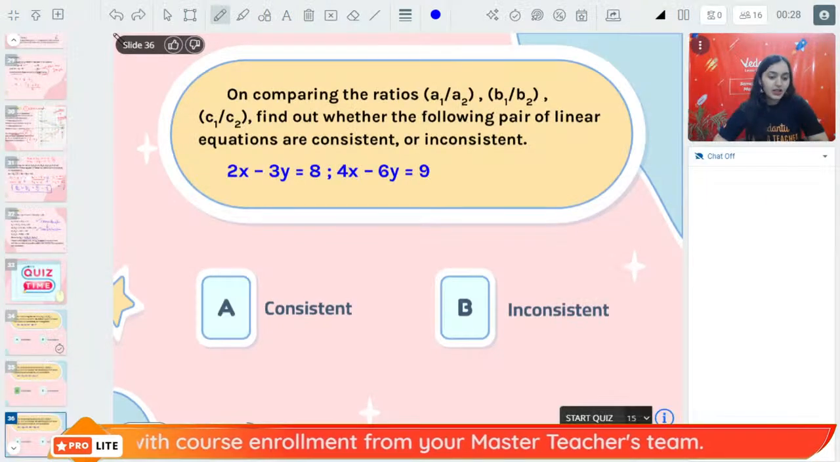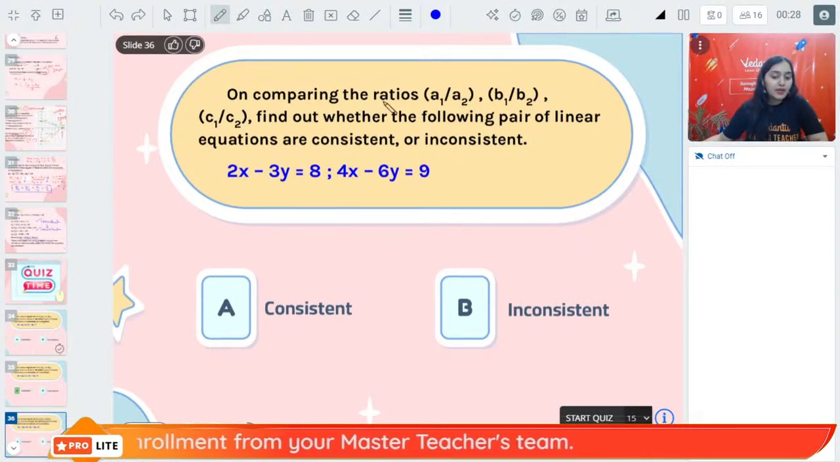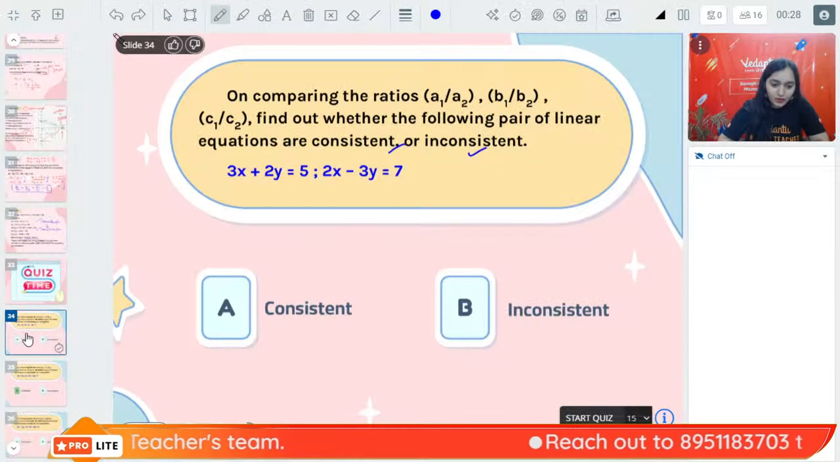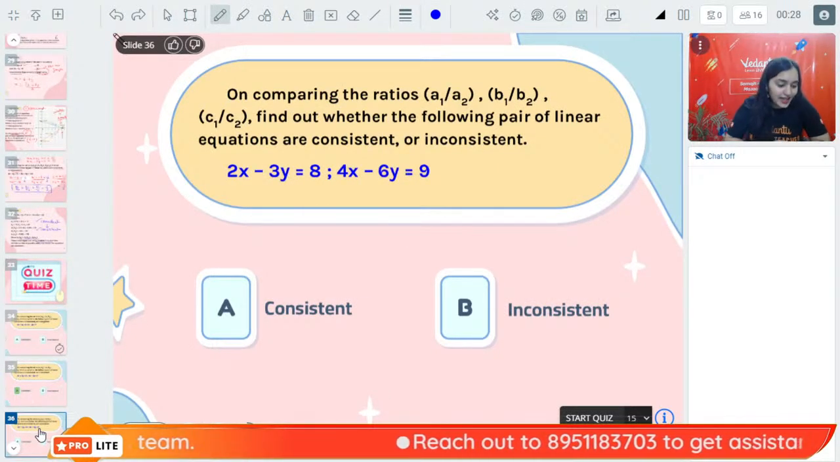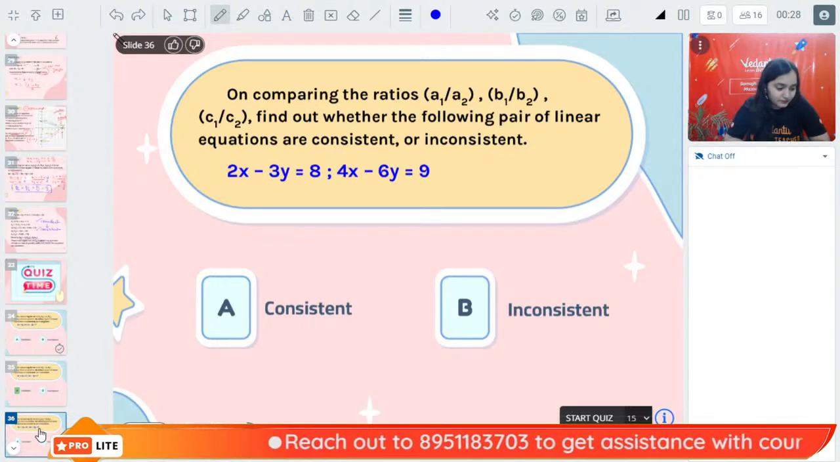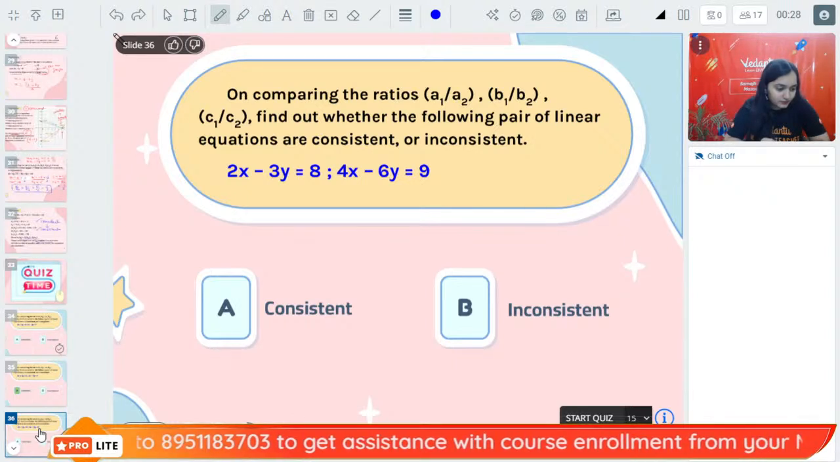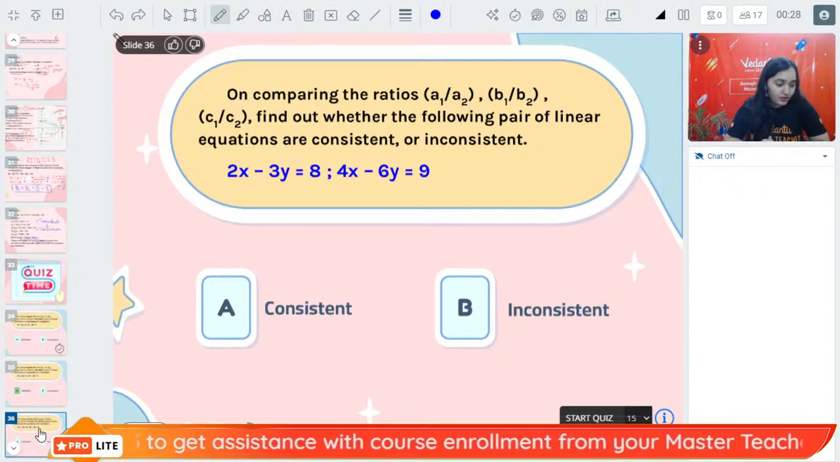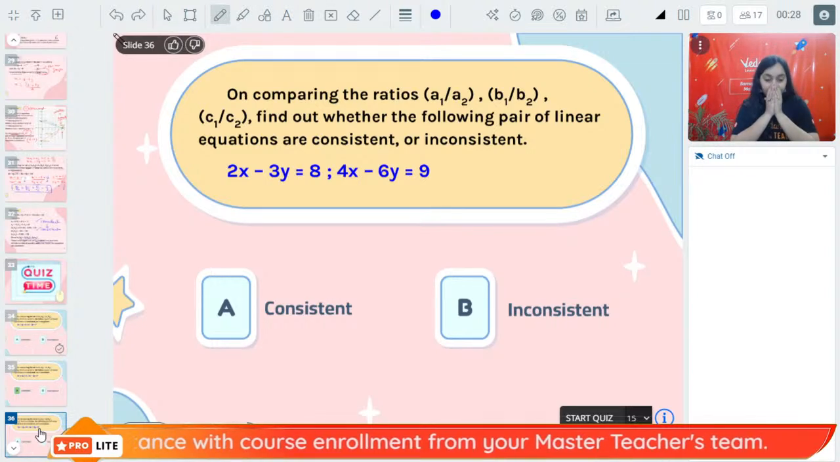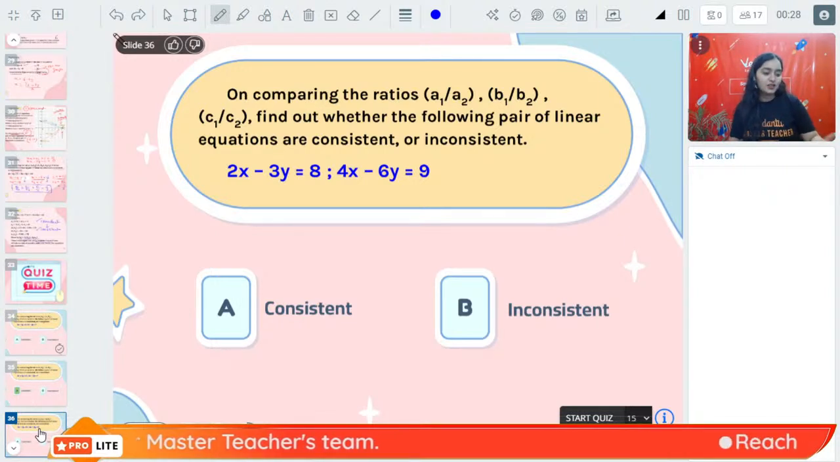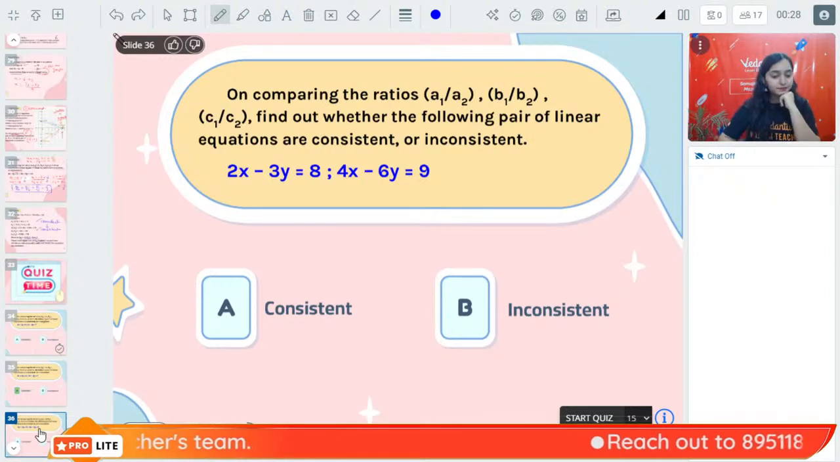Very good. Next question. On comparing the ratios, find out whether the following pair are consistent or inconsistent. Is it the same question or what? No, no, it's not same. Too many things. Why, Nidhi? For what you are saying, too many things.